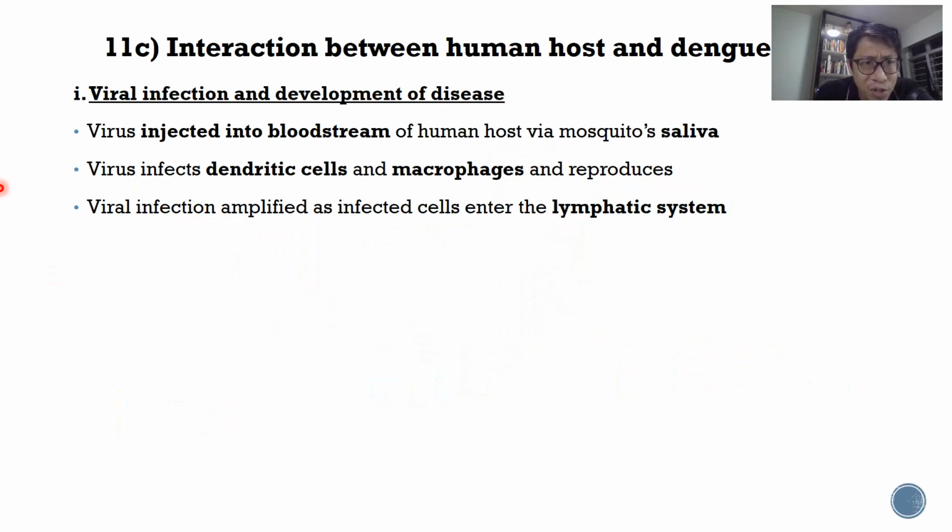Let's move on to how the viral infection brings about the disease of dengue fever. The dengue virus is introduced into the person's bloodstream from the saliva of the infected mosquito. The virus infects dendritic cells and macrophages, as we looked at earlier when we looked at the dengue virus. And this infection would be enhanced and amplified when the infected cells enter the lymphatic system.